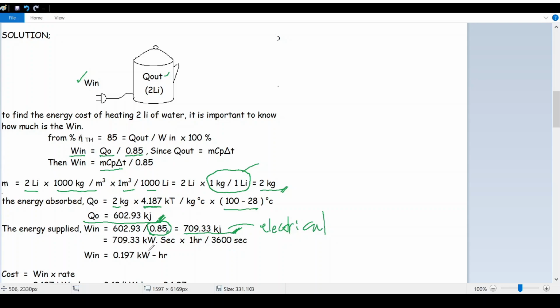Now, the kilojoules is actually kilowatt seconds. So we convert the kilojoules into kilowatt seconds, and then we have to convert the seconds into hours to make the unit kilowatt hour.